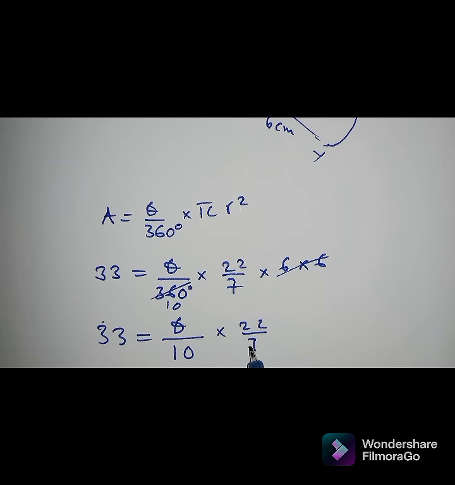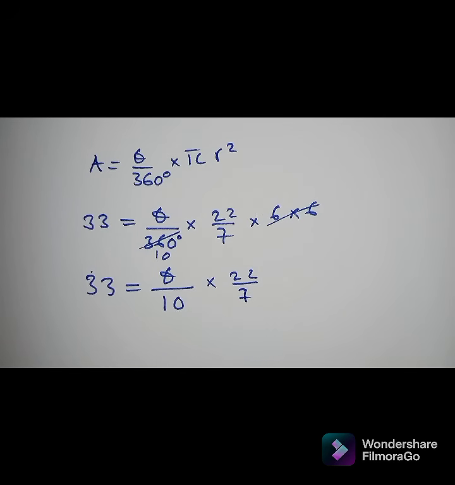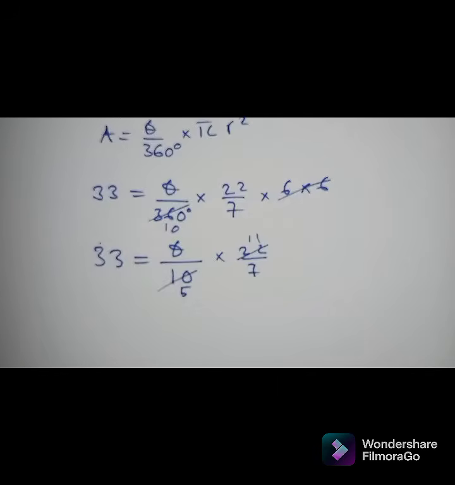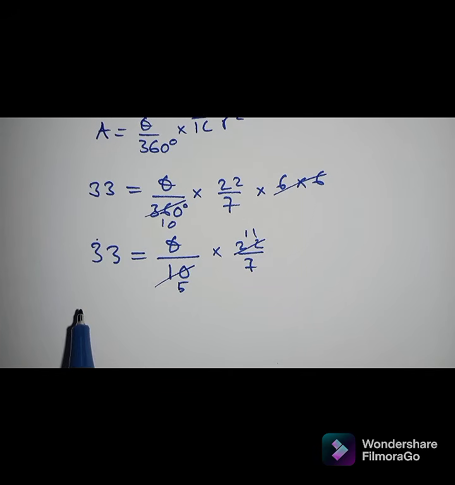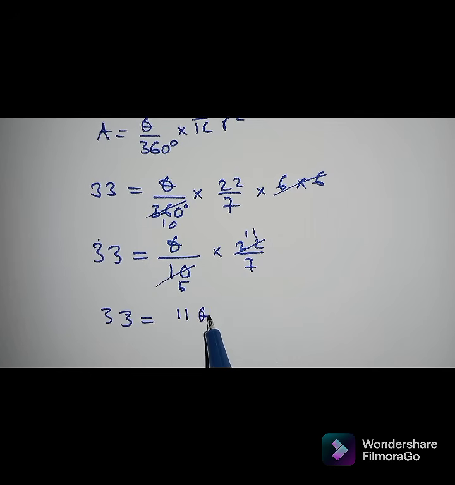This is what we have. So at this point we can even say 2 into 10 is 5, and 2 into 22 is 11. So now we can multiply things. So 33 is equal to 11 theta over 35.